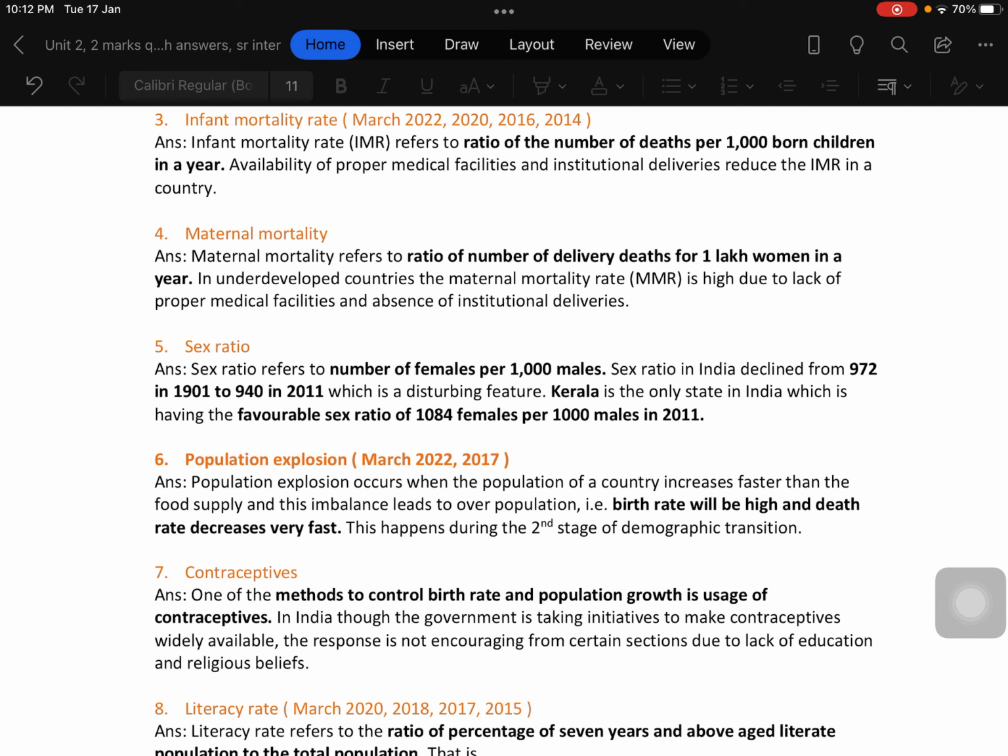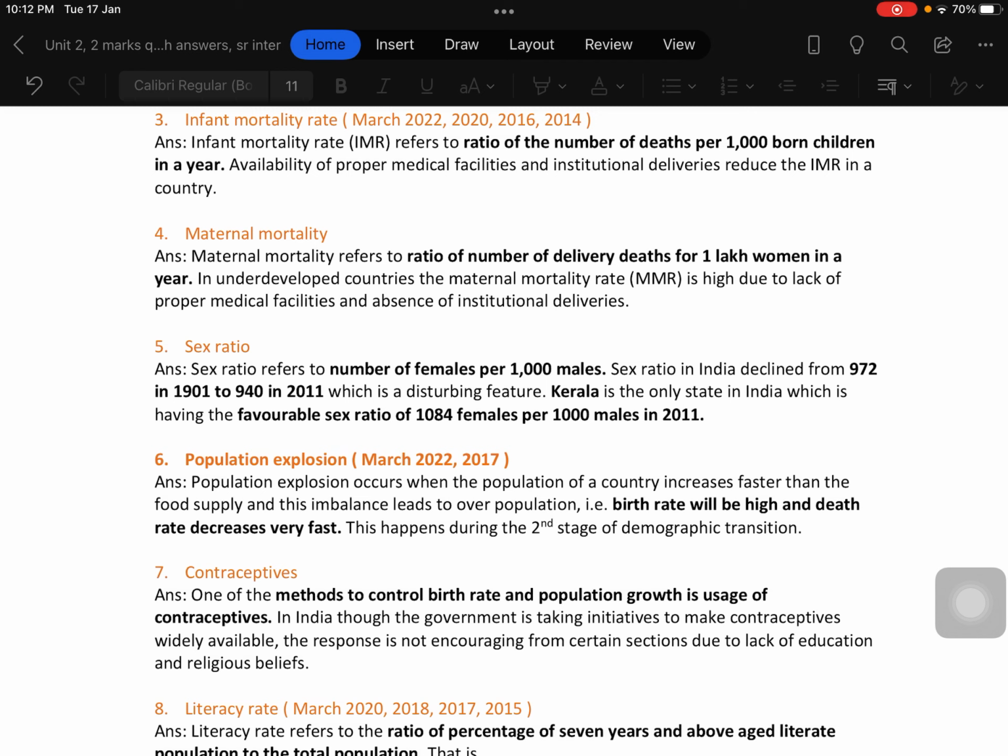Automatically the food supply cannot catch up with the number of people, isn't it? We cannot produce that much. All the people will not be getting the sufficient quantity of food grain. The production will not happen that fast. So this happens during the second stage of demographic transition.